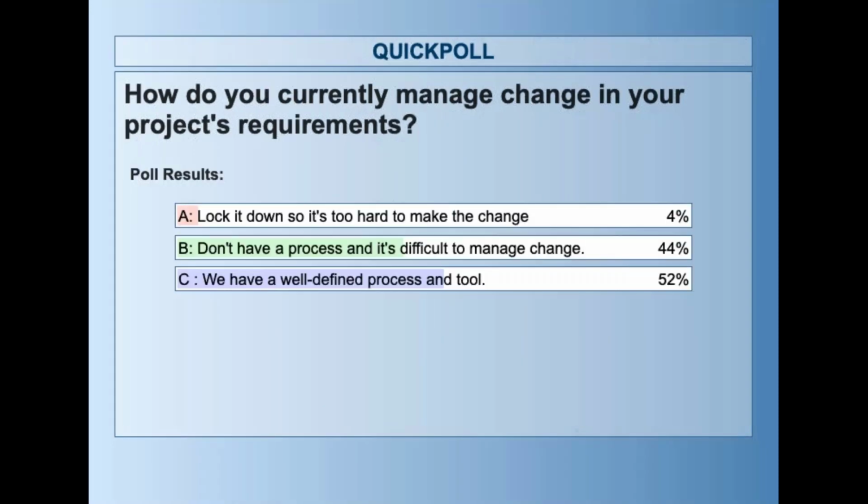Perfect. We see that about 50% of you have a well-defined process in a tool, but about 44% feel that you don't actually have a tool or a process. And about 4% of you say the current process is to lock things down, so it's hard to make the change. So roughly 50% of the audience can use a well-defined process.